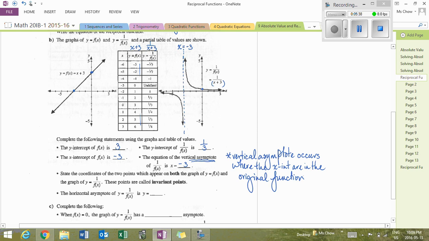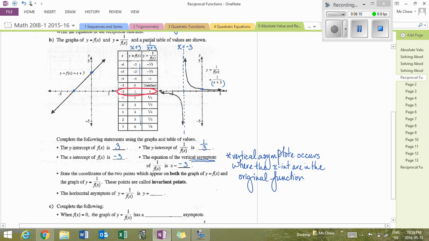Okay. The next really key thing about reciprocal functions is the fact that there are points that appear on both graphs, and these points are called invariant points. Even if you look at the wording, invariant means not varying, not changing, so exactly the same. So what are those points then?